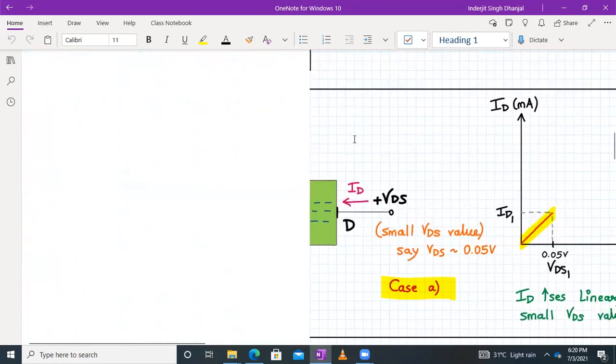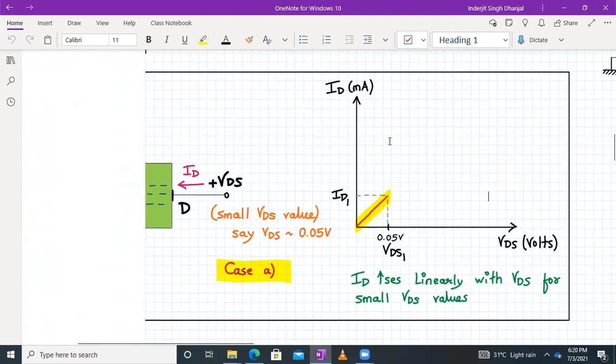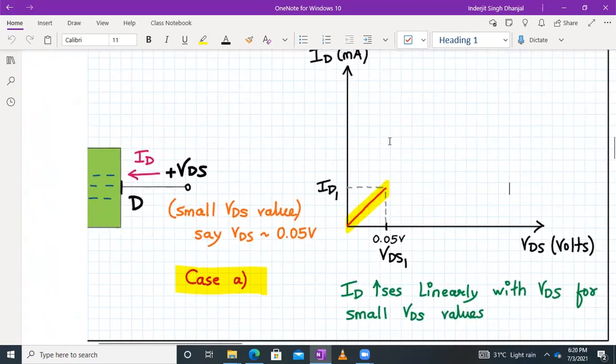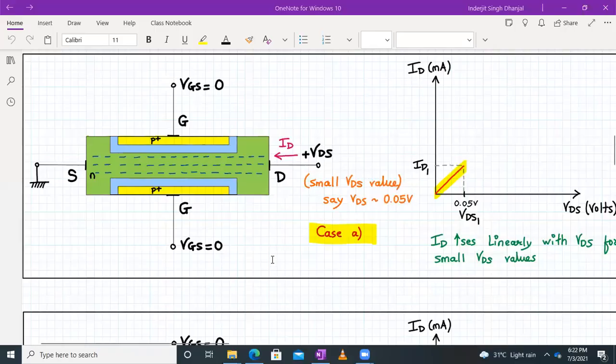Case number 1, where we have a very small drain to source voltage applied, and you have a linear increase in the current, ID1. So here we can say that the drain current increases linearly with the drain to source voltage for very, very small values of VDS. Okay, so let's proceed further.